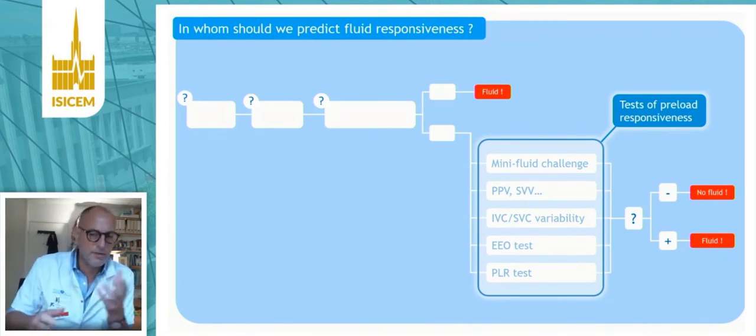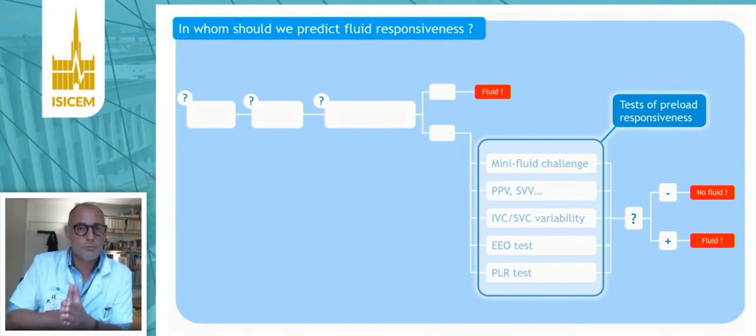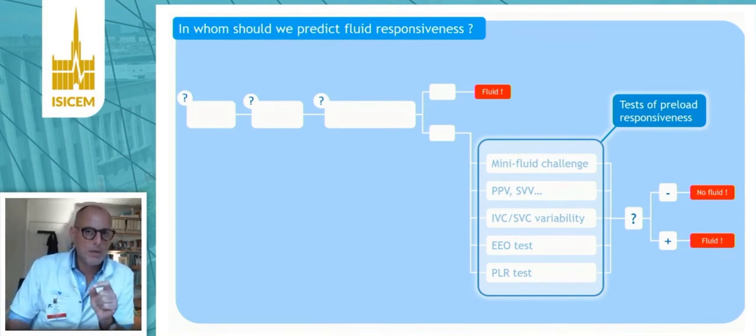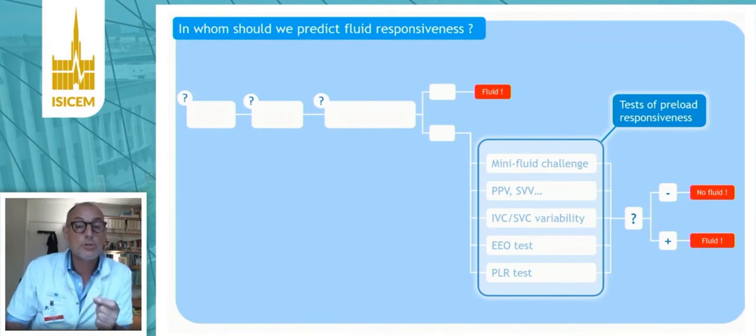And you know that today we have many of these tests. And we know that these tests might be interesting for predicting, before we give fluid, whether fluid will increase cardiac output or not. We have several of these tests, but today it's not exactly the question. The question is in whom we should use these tests, in whom would that be particularly interesting?